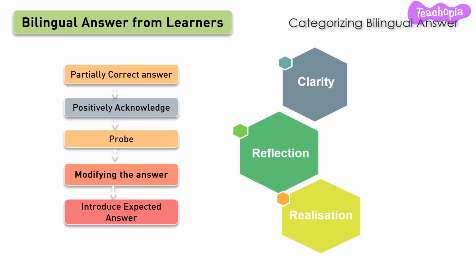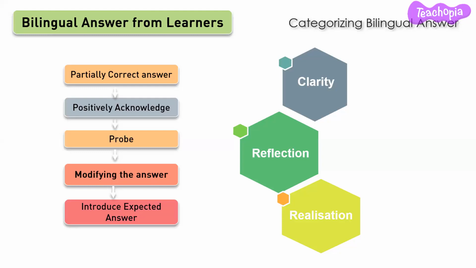We have seen in our previous module how we can manage partially correct answers, which is definitely at first to positively acknowledge them by saying, yes, you are all right about the moon. All the facts that you're giving me about the moon are right.